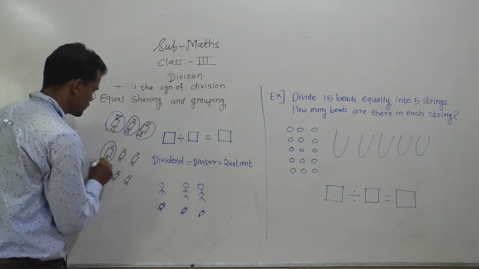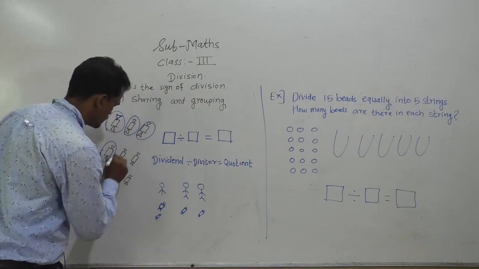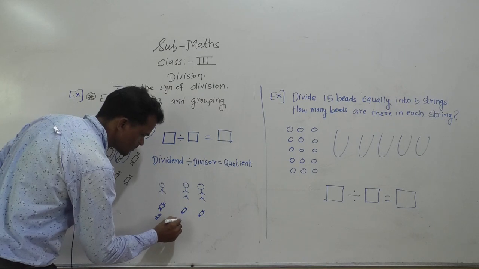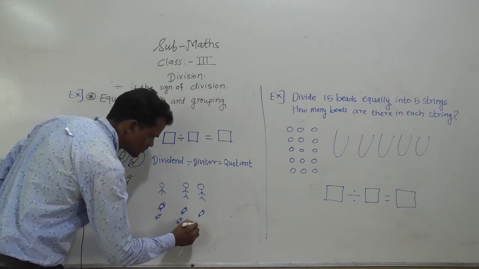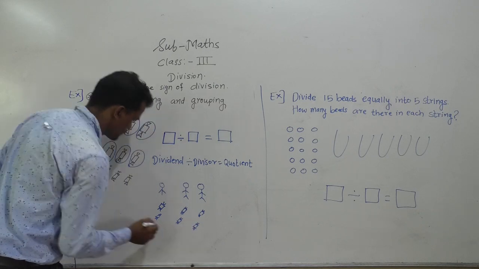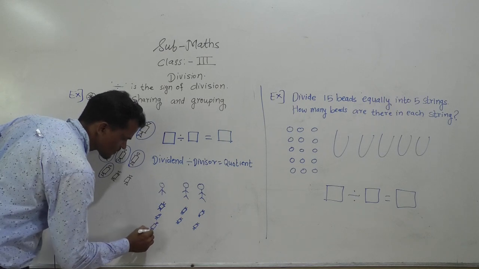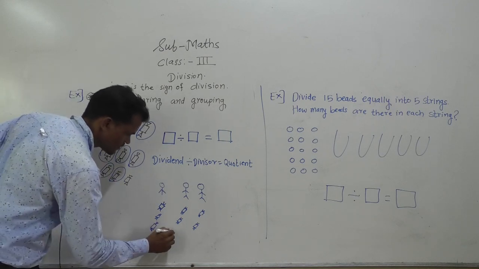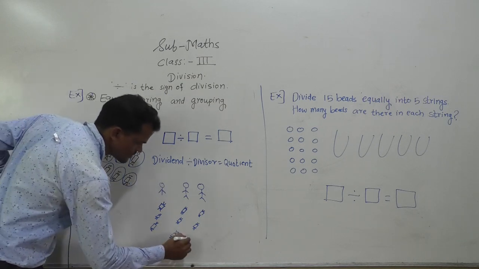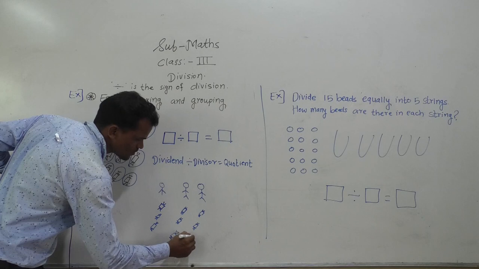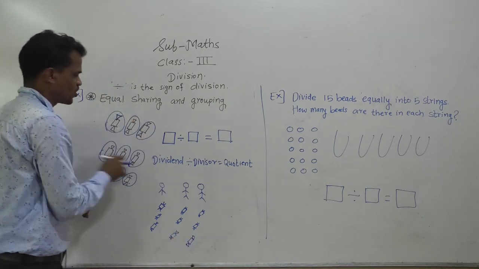Then this chocolate I will give to this student, then this chocolate to this student, this chocolate to this student, then this chocolate to this student, and this chocolate to this student. Okay, now here the chocolates are finished.